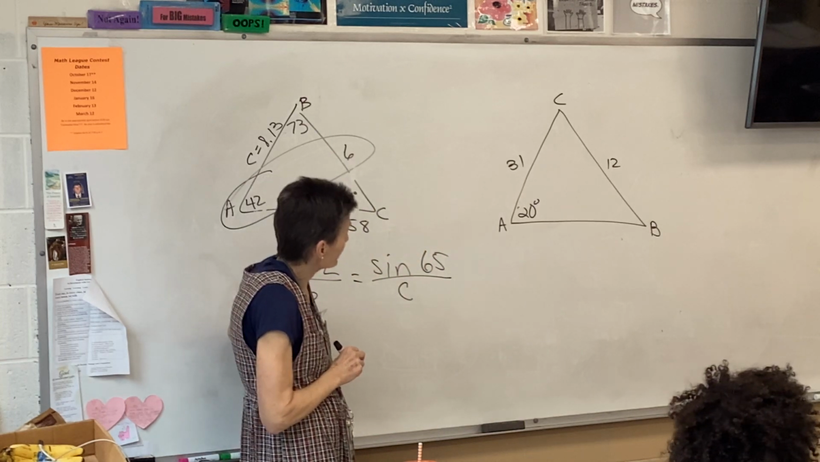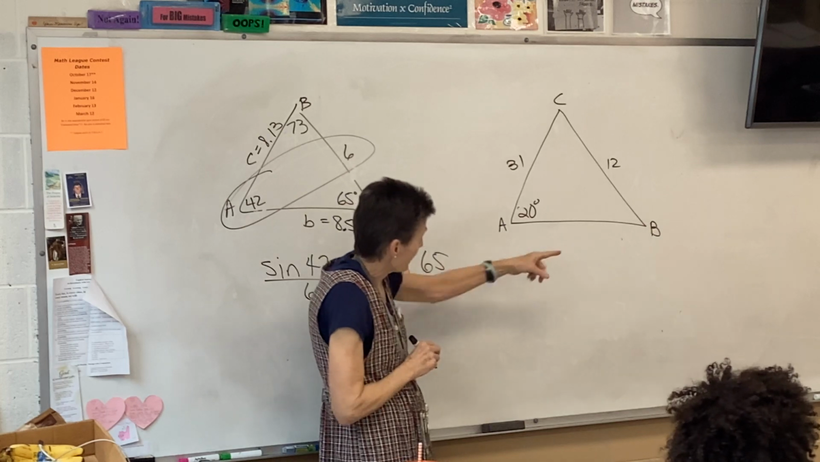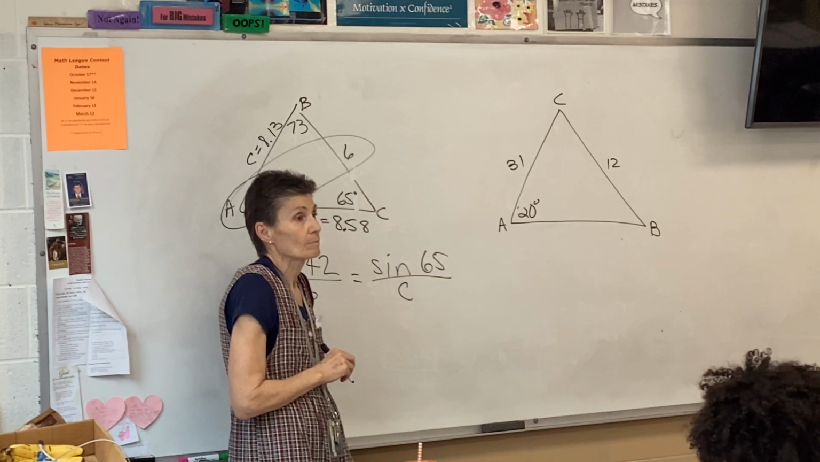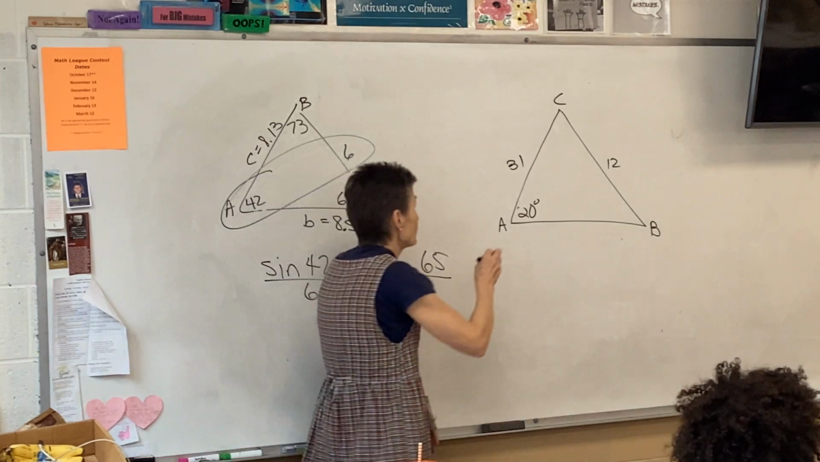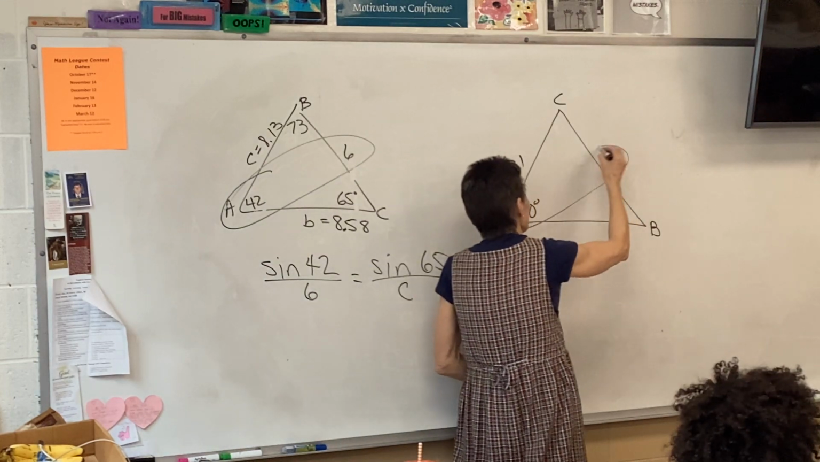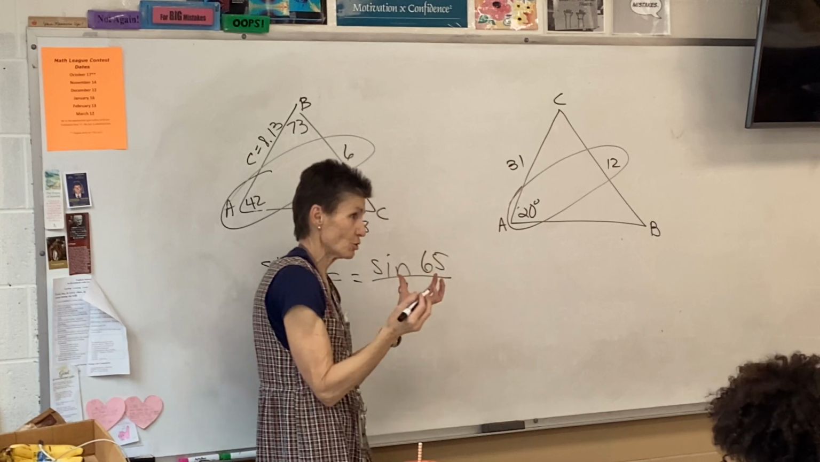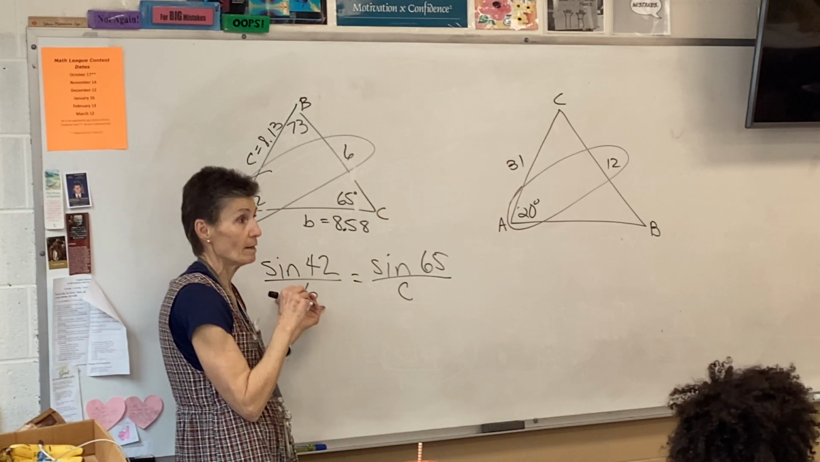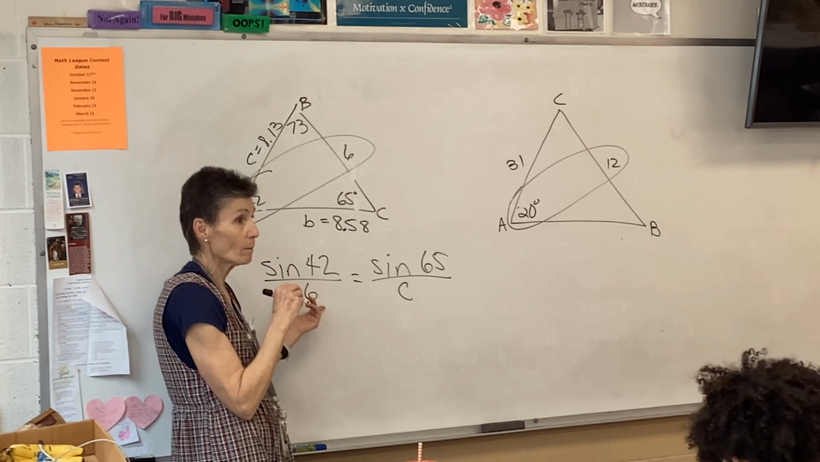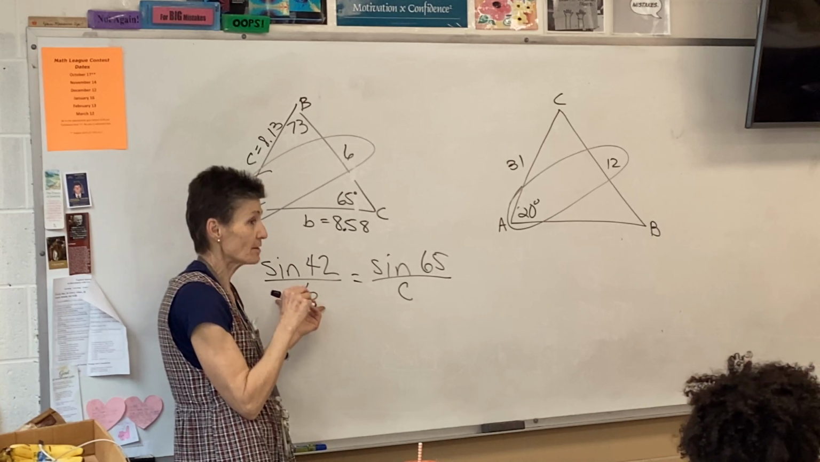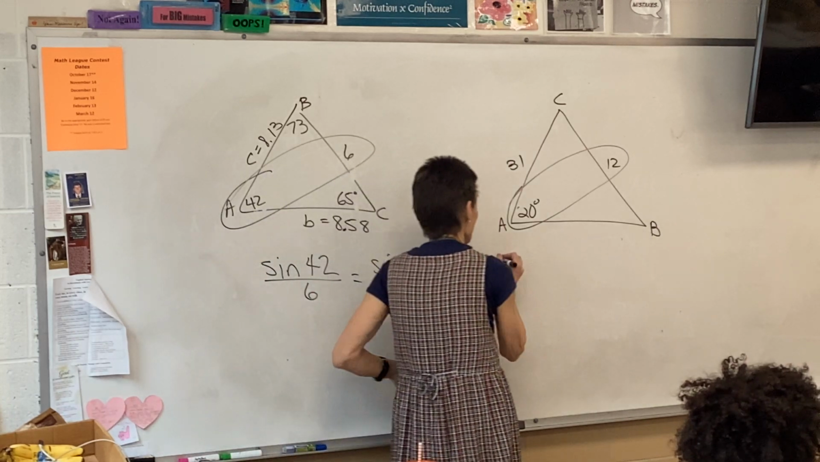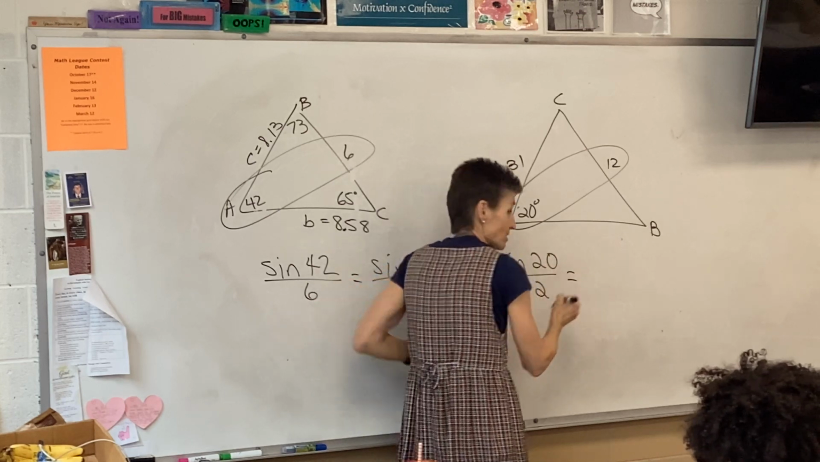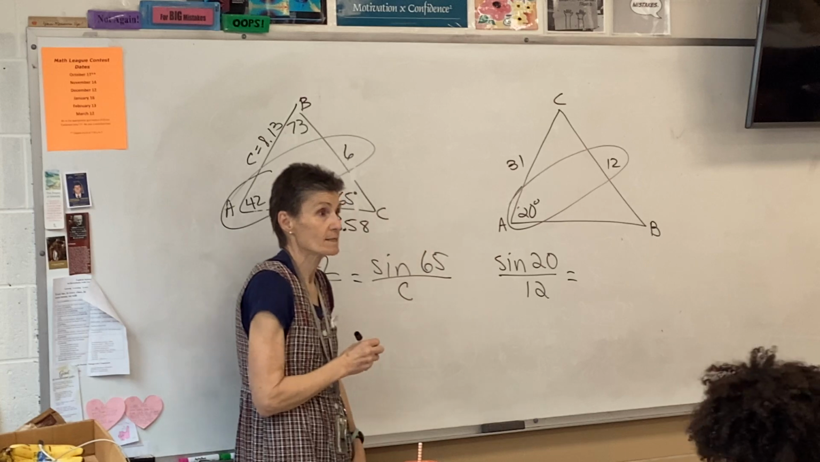Angle A is 20, side A is 12, angle B I don't know, but side B is 31. Do I have the set of information that I like to have when I do my law of sines? Yes, I do. I have sine 20 over 12. That's what I need to do my law of sines.